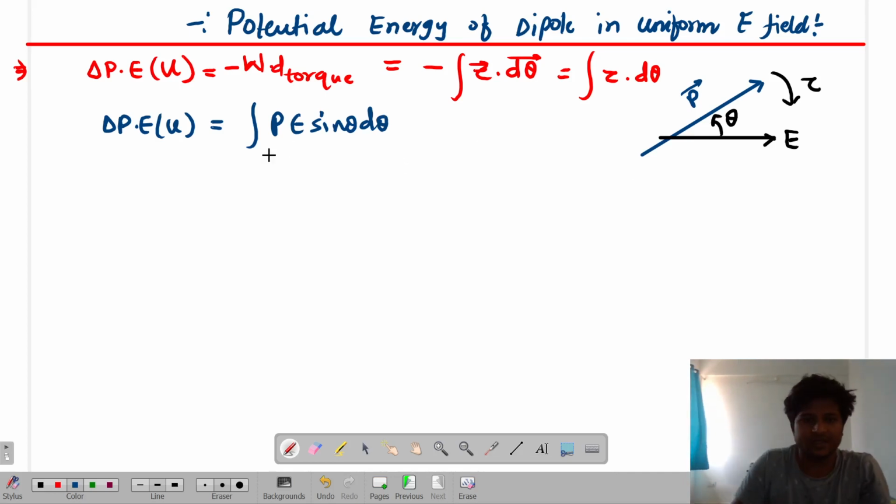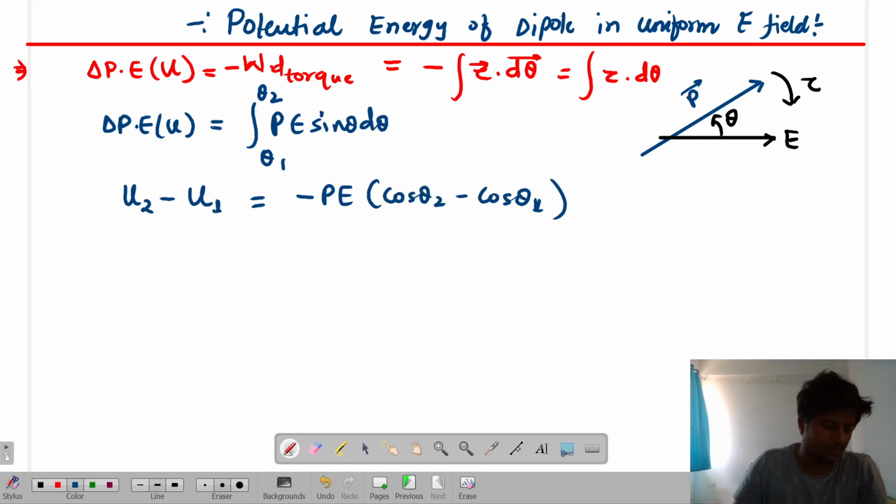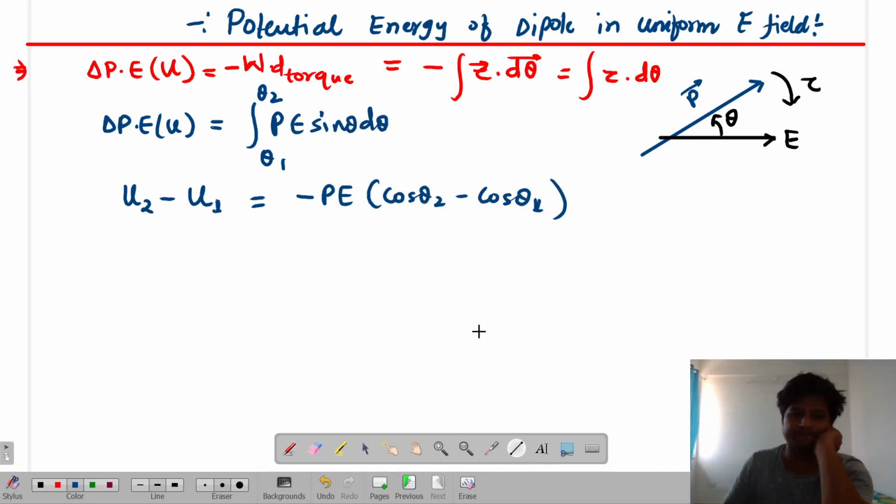And let's suppose it is rotated from theta 1 to theta 2. Then the change in potential energy, or you can say potential energy final minus potential energy initial, is equal to, since the integral of sine theta is minus cos theta, p times (minus cos theta 2 minus minus cos theta 1). Is that clear? Are you able to get me?